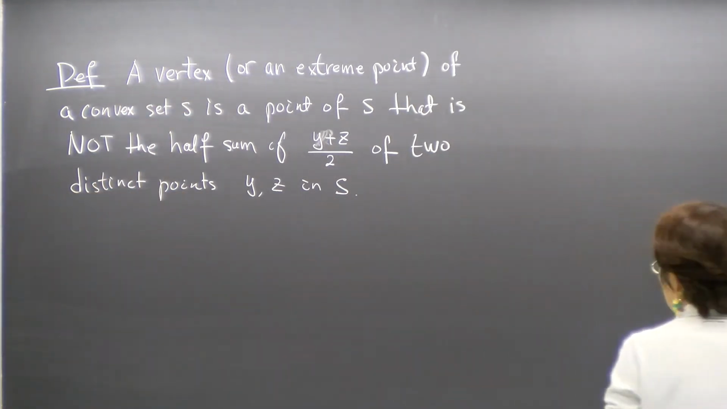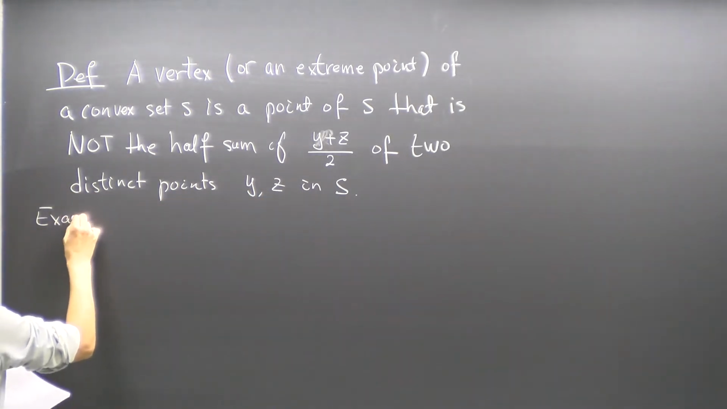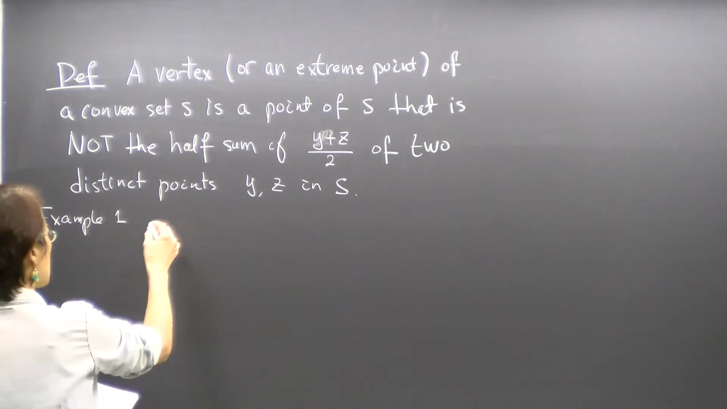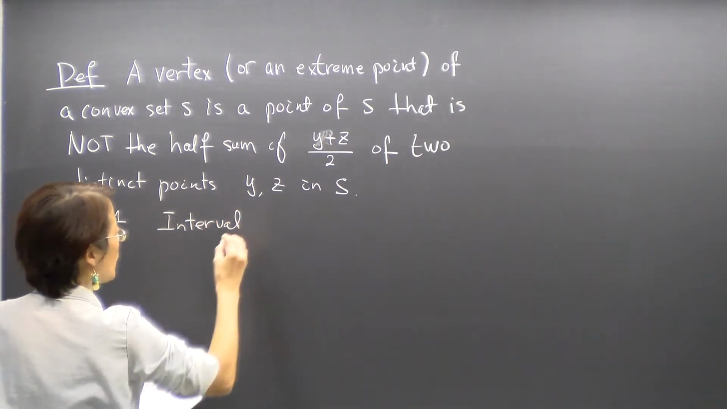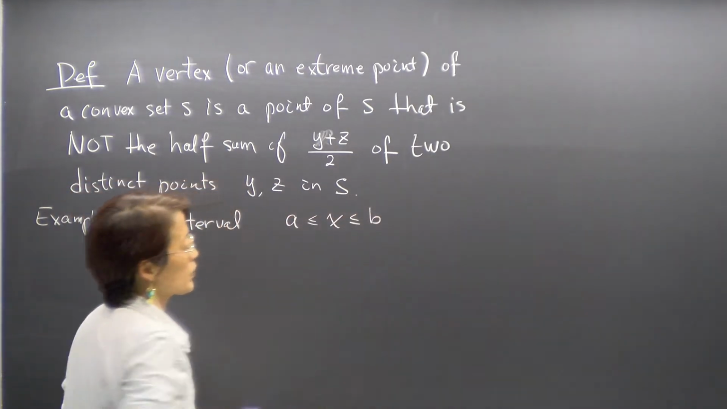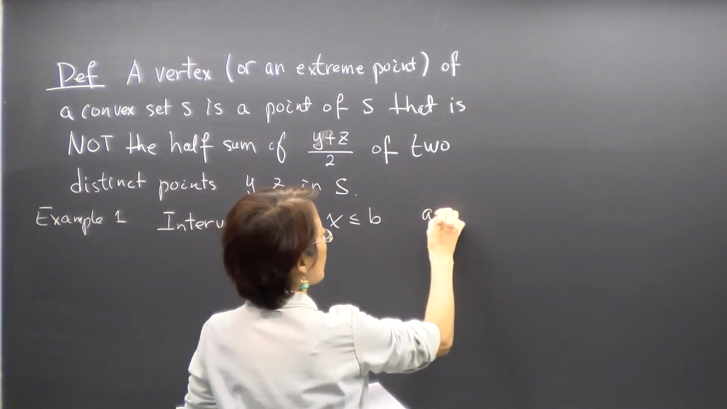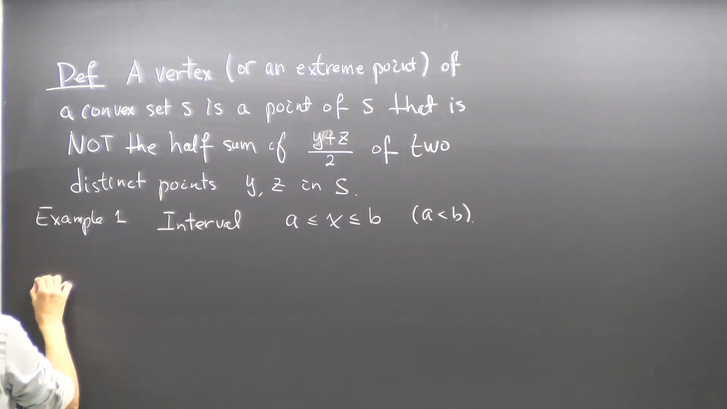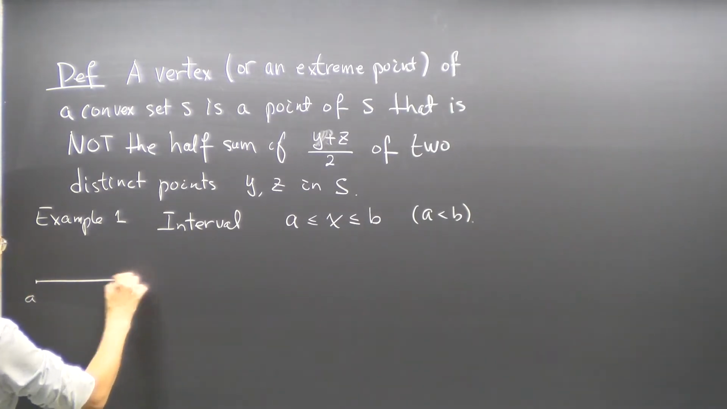So let's take some examples of what is a vertex, just to get us familiar. Let's take a very, very simple one. Let's consider a one-dimensional set, which is just an interval. We know it's a convex set. For x taking value between a and b, where a is less than b. So I have an interval here on the real line, the line segment taking value from a to b.